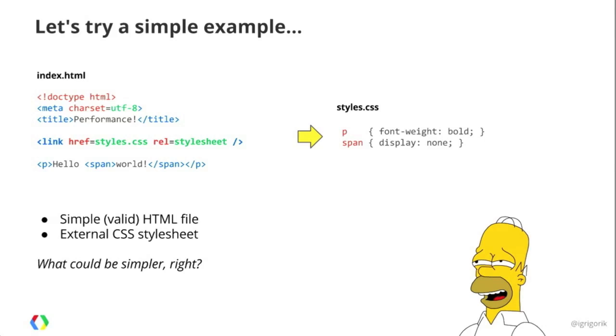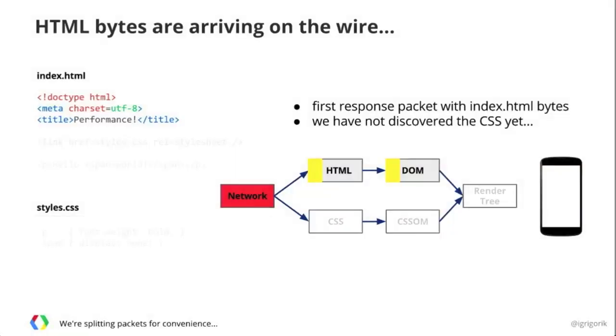So a style.css, and that style.css is a very simple file that contains two rules. It bolds the hello, and it hides the world, right? So if you render this on a page, you should just get a hello. Like this is as simple as it gets. This should take like nanoseconds to render. All right, let's see how this works.